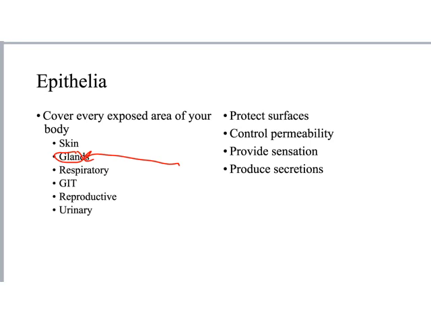But in general, epithelial tissue is going to cover pretty much every exposed area of your body. So your skin, for example, is going to have epithelial tissue. Glands, like salivary glands, for example, sebaceous glands, lots of different glands are going to have epithelial tissue. Your respiratory tract, your GI tract. Just think about anything that has contact with the outside world, right? So your gastrointestinal tract, you have mouth and anus open to the world. Respiratory tract, you have nose and mouth open to the world. Reproductive tract, urinary tract, these are also open to the world.